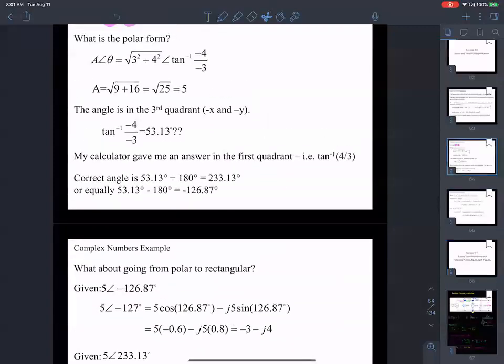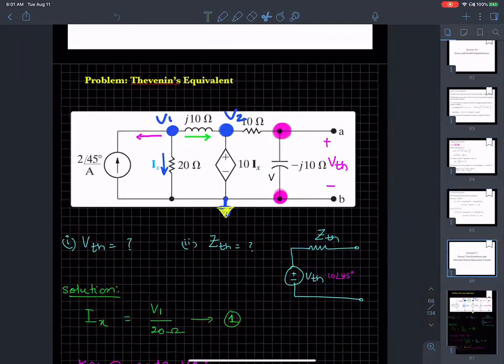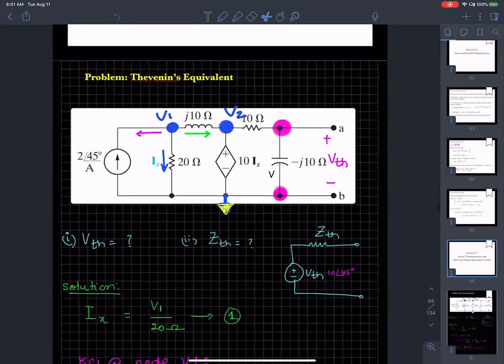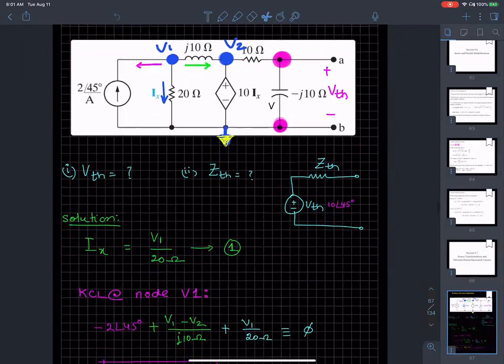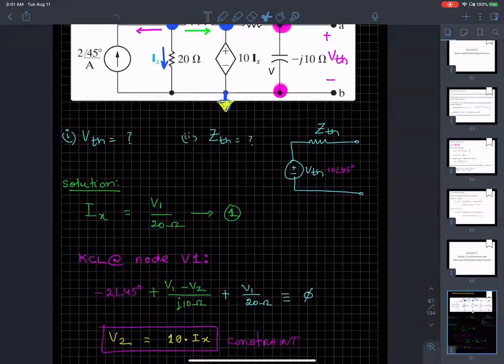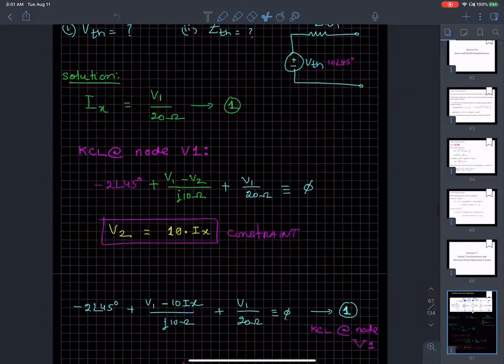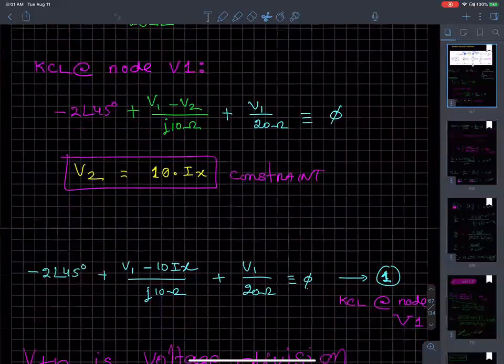Welcome back again. So this is what we started doing in the last class. Trying to solve the circuit and find its Thevenin's equivalent in the frequency domain, in the complex number format, okay? So given a circuit like this, we followed the steps of setting up equations using KCL, and then of course, using a constraint equation, massaging them together.